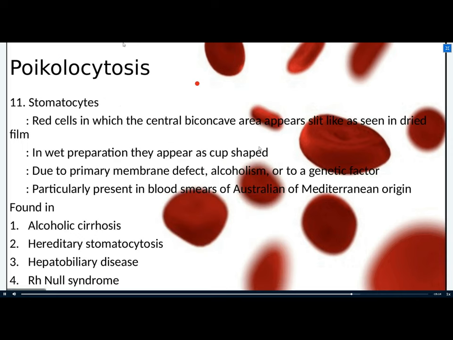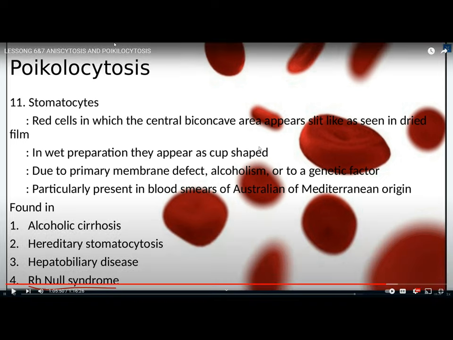Next, we have your stomatocytes. Now, your stomatocytes are red cells in which the central biconcave area appears slit-like, as seen in a dried film. In a wet preparation, they appear as cup-shaped. This is primarily caused by a primary membrane defect, alcoholism, or it could also be due to a genetic factor. Present in blood smears of Australians of Mediterranean origin. Found in alcoholic cirrhosis, hereditary stomatocytosis, hepatobiliary disease, and the so-called Rh null syndrome. Please copy.